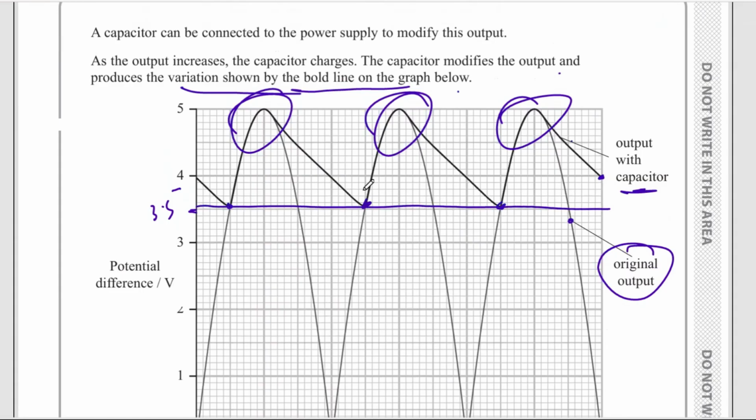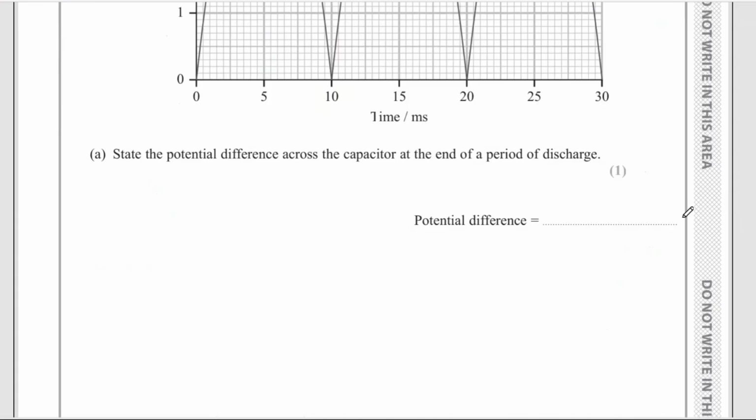Okay. So you can see that this line basically is going till 3.5. So 3.5 has to be the voltage whenever the capacitor is going to discharge, right? Whenever it's going to pull itself back.